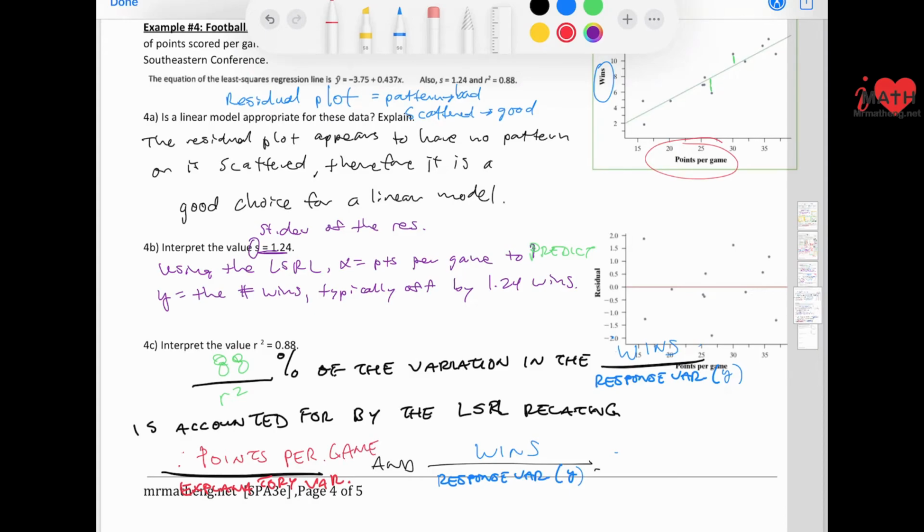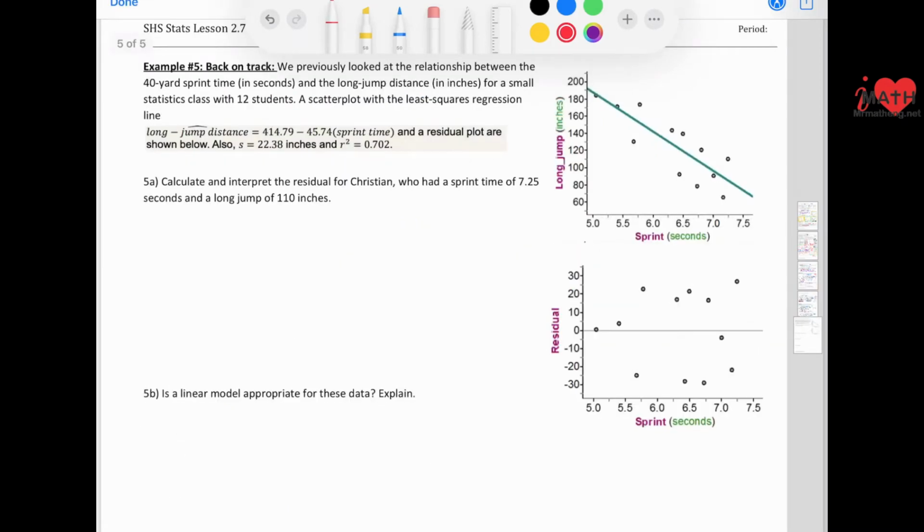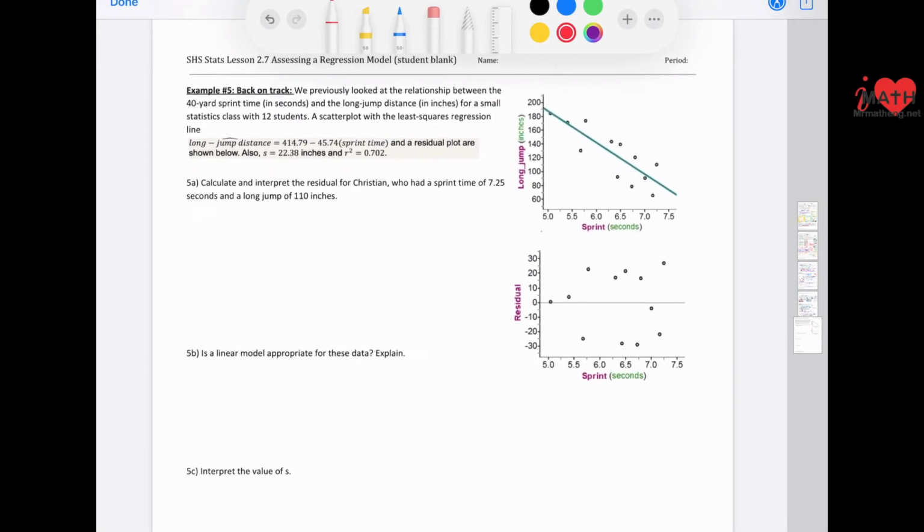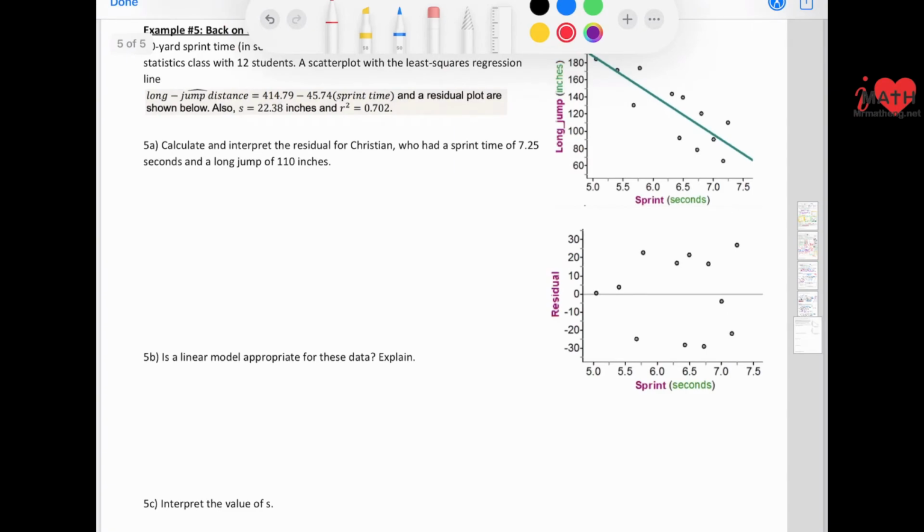All right. You guys go on to page number 5 and you do it all. It would have been more difficult if I just gave you some data, but I made it a little bit easy and actually gave you some graphs and some data. So you guys do number 5 and I'll quickly go over it.